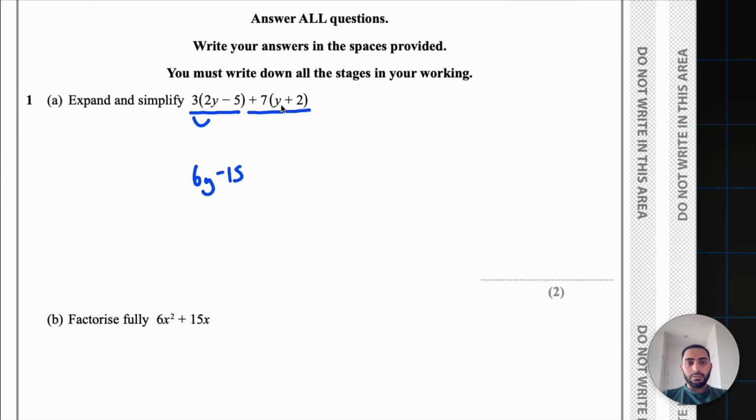Then I've got positive 7 times y, so 7y. And 7 times 2 is 14. Just need to combine these. So I've got 6y and 7y that can combine, so 6 and 7 is 13. And I've got negative 15 add 14, which would be negative 1.